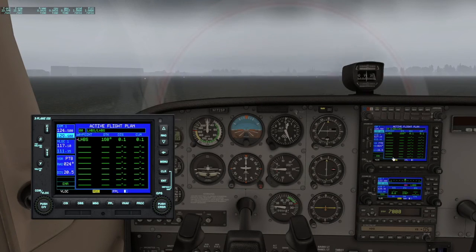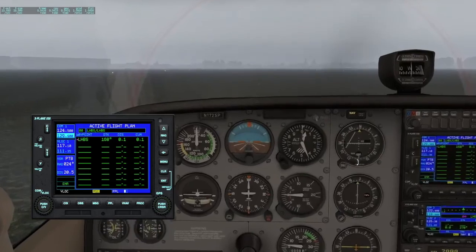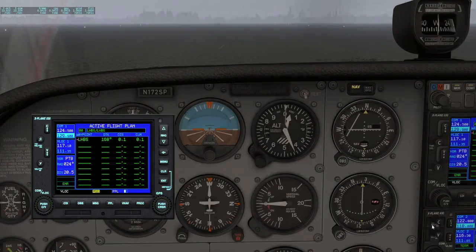I made the weather conditions to be foggy because I don't want us to see anything outside the plane. I want us to navigate our way around using only the CDI, or the course deviation indicator.